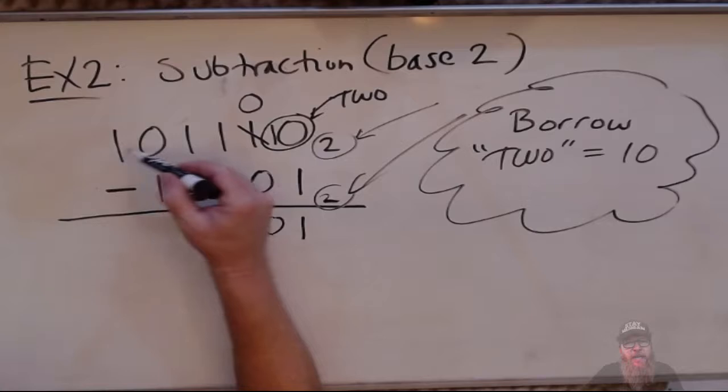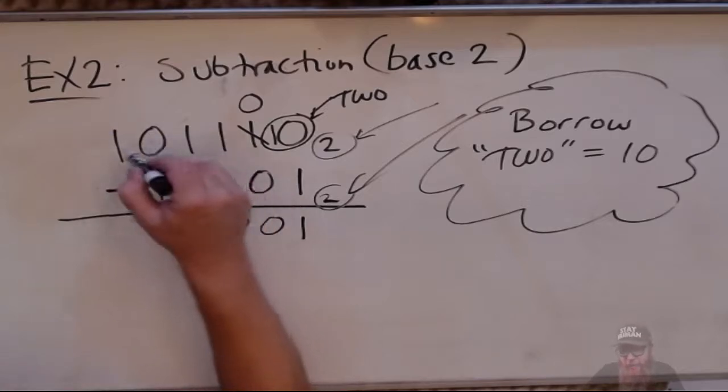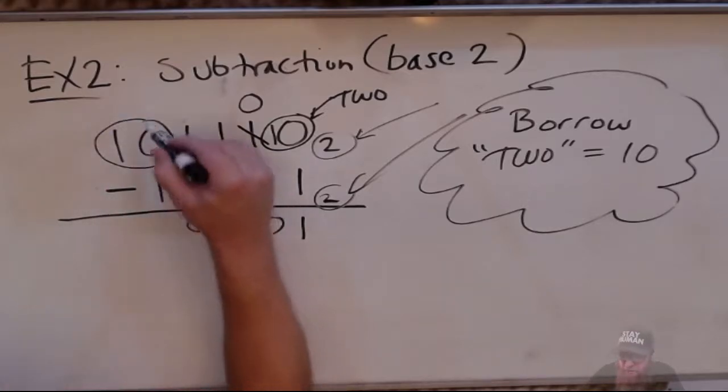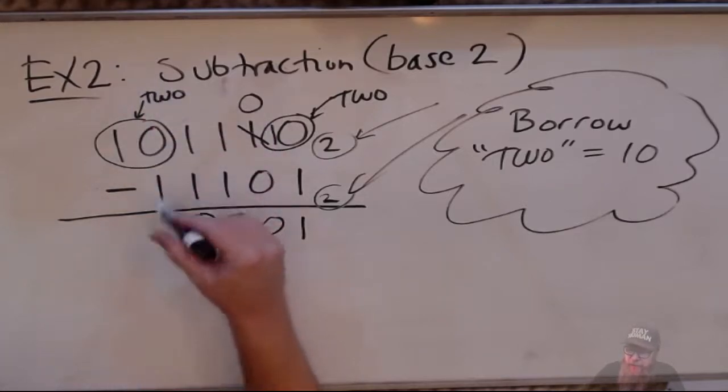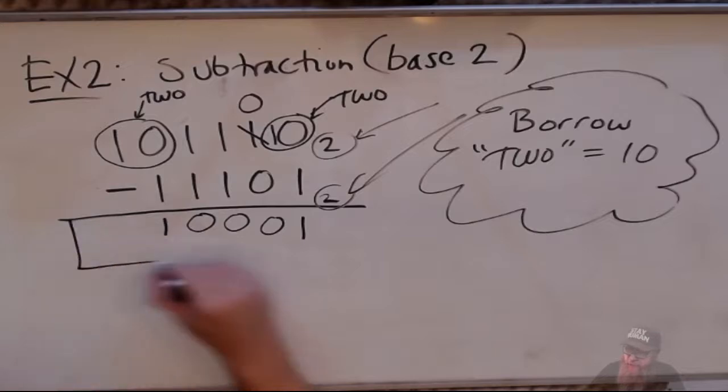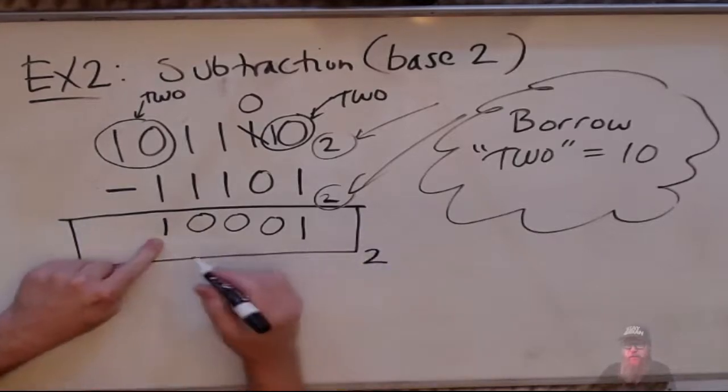And now when you get to the end, you can just subtract. Remember, this really means 2. 2 minus 1 is 1. And so this is your answer, base 2.